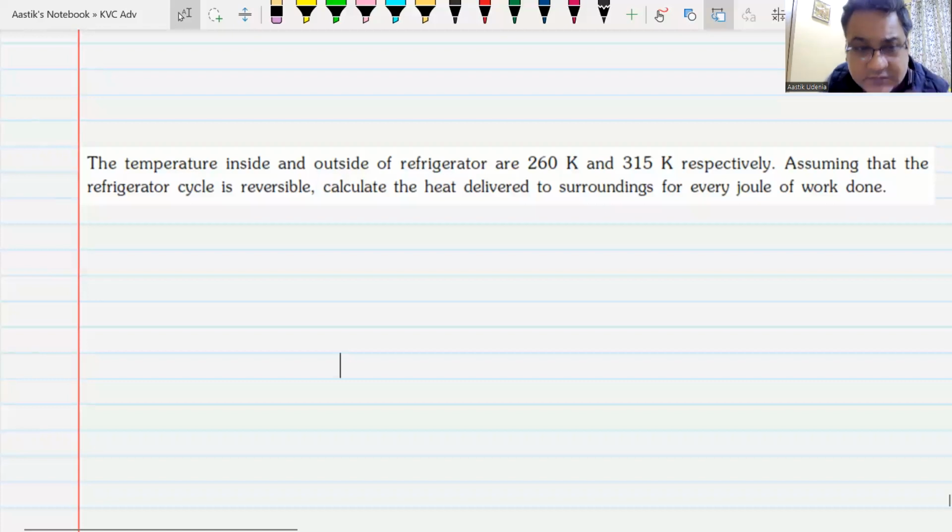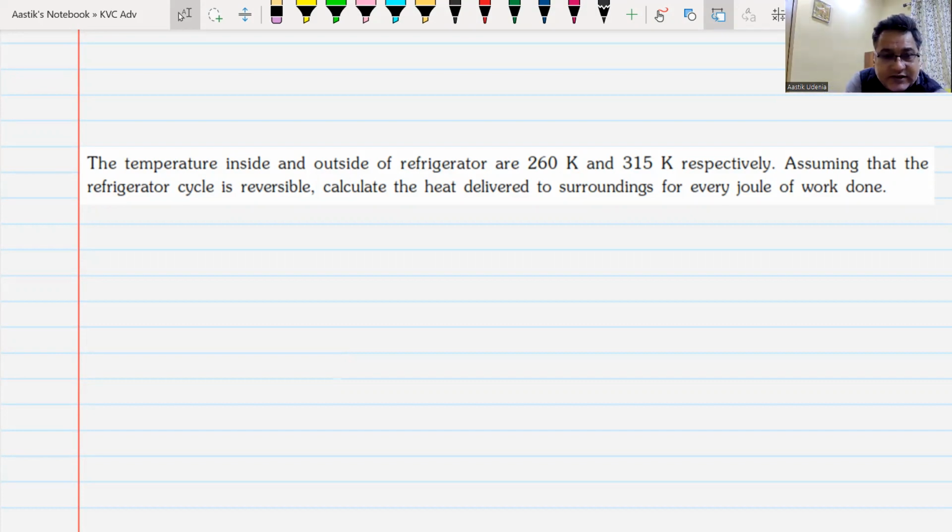This is the question. I'll give you 2 minutes. Whenever they say that the refrigerator cycle is reversible, we'll assume that it is working on Carnot cycle. Do we understand this? The temperature inside and outside is 260 and 300 Kelvin. Assume that the refrigerator cycle is reversible. Calculate the heat delivered to the surroundings. I'll give you a minute to do this.